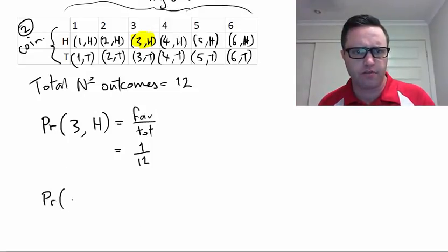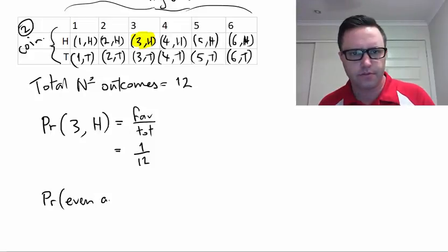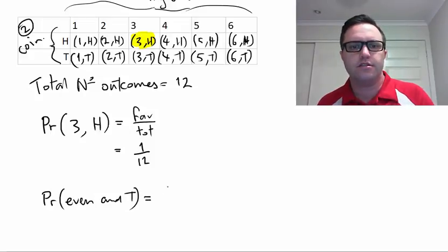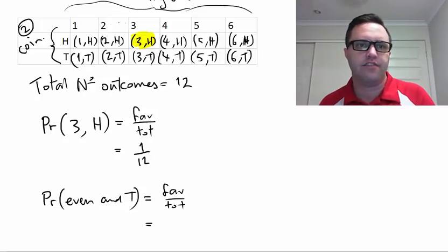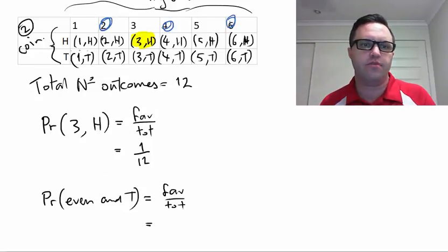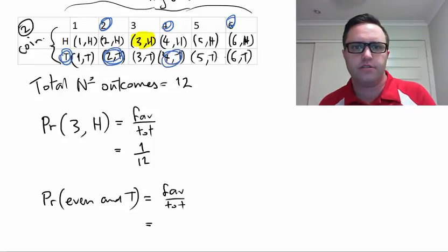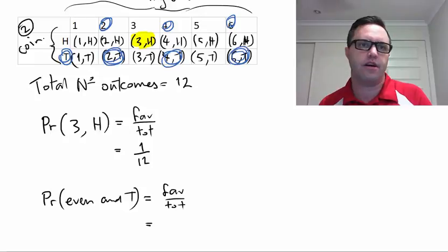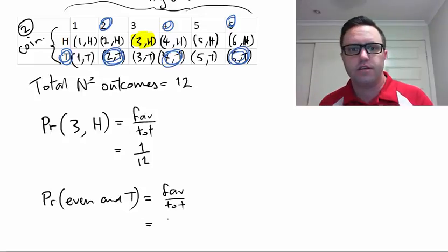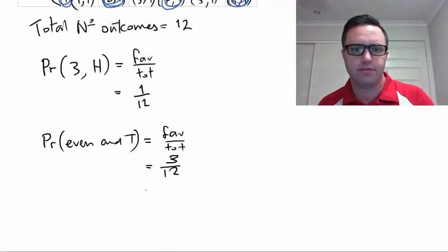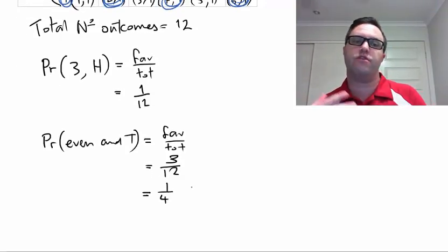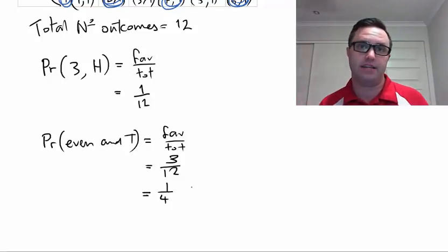Let's say we're going for something a little bit more complex. I'm going to go the probability of rolling an even number and flipping a tails. So write our formula, favourable over total. Our favourable outcomes for the evens are here, here, and here. Our favourable for tails is this row. Wherever these intersect, that's where we get it. So this one, this one, and this one. There are our three possible outcomes that are favourable. So that's 3 favourable divided by the 12 total, and that can be simplified to a quarter. So a quarter of the time, we'll roll an even number and tails at the same time.